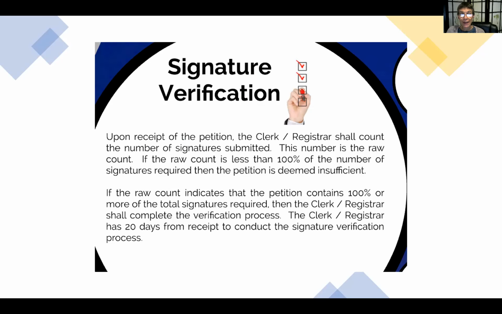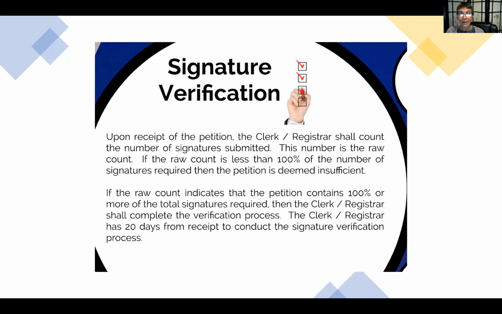So, signature verification. Upon receipt of the petition, the clerk or the registrar, some counties call them clerks, some counties call them registrars, shall count the number of signatures submitted. This number is the raw count. If the raw count is less than 100% of the number of signatures required, then the petition is deemed insufficient. So for 2022, if you turn in your petition packets and you don't have at least 35,195 signatures, then none of it counts. Your petition is insufficient and they will not verify your signatures.